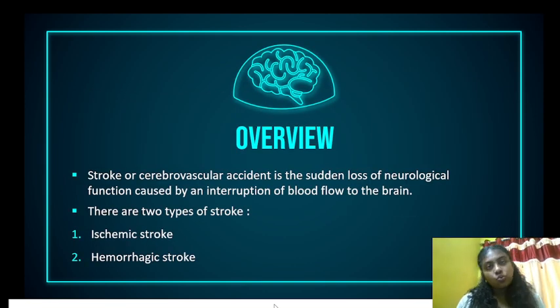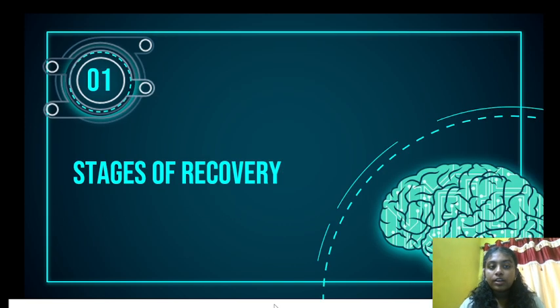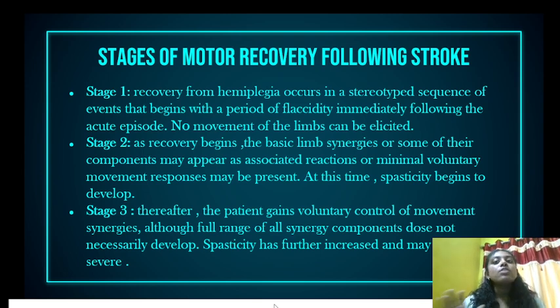So, what is stroke? Stroke is the sudden loss of neurological function when there is an interruption to blood flow to the brain. There are two types of stroke: hemorrhagic stroke and ischemic stroke. Stages of recovery. Stages of motor recovery following stroke. There are 6 stages, and this was first initially described by Twitchell and Brunnstrom.